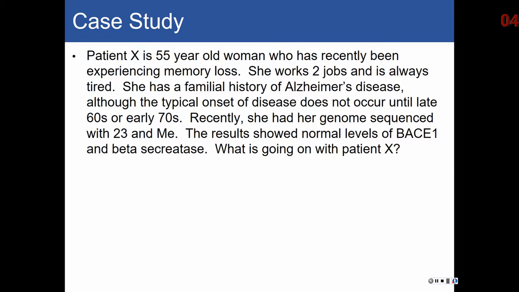Any ideas? Think about what we've been talking about and what we're talking about today.